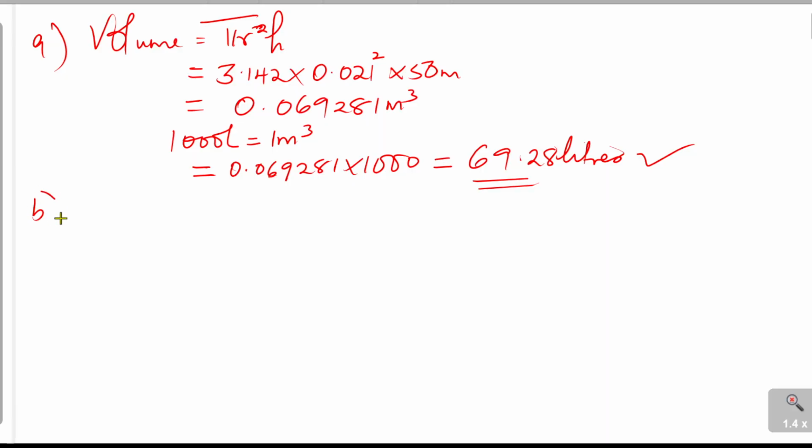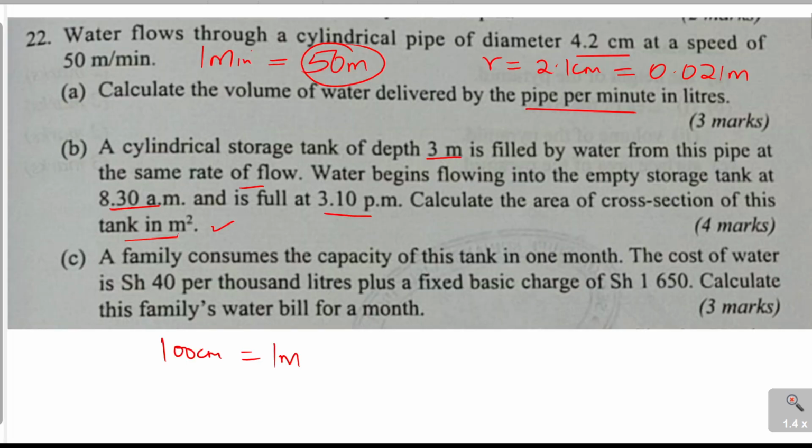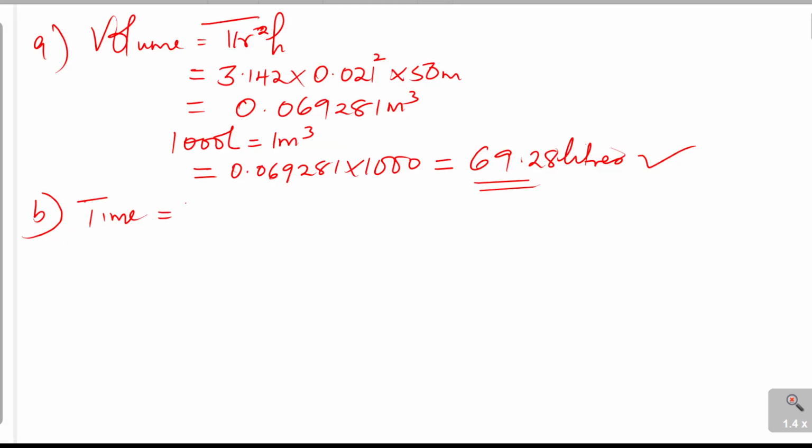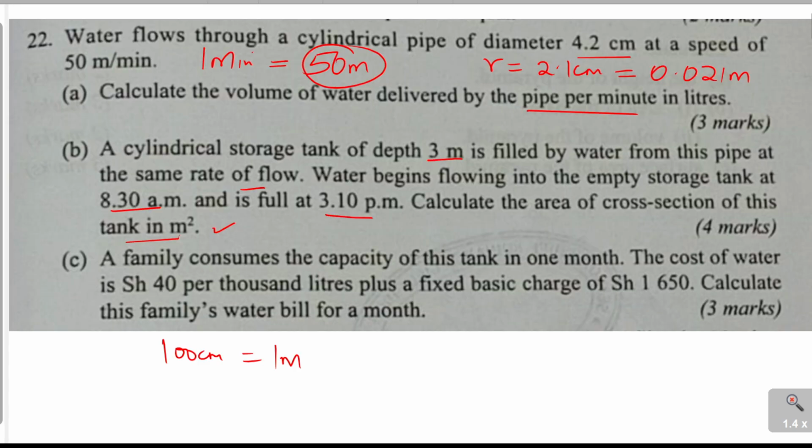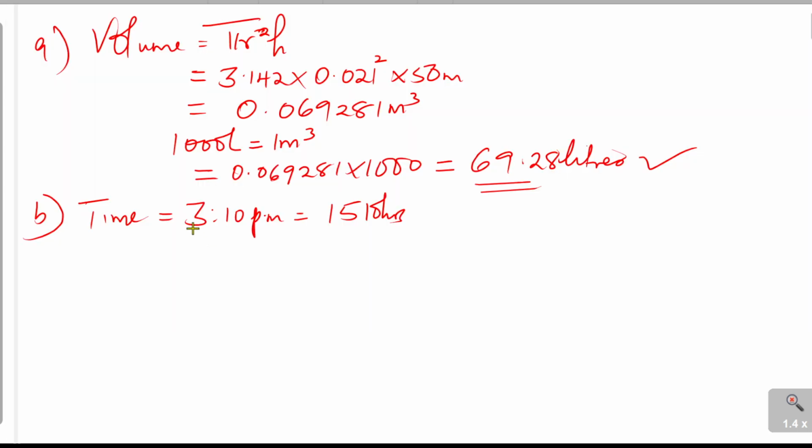So to get the time, 3:10 p.m. is the same as 15:10 hours, and we are going to subtract 8:30 a.m. In the 24 clock system, that is 08:30 hours. So we get the difference to get the time, and this will give 6 hours and 40 minutes.